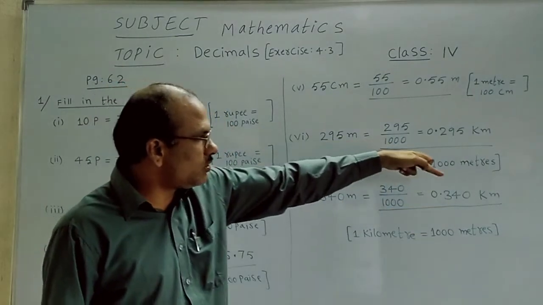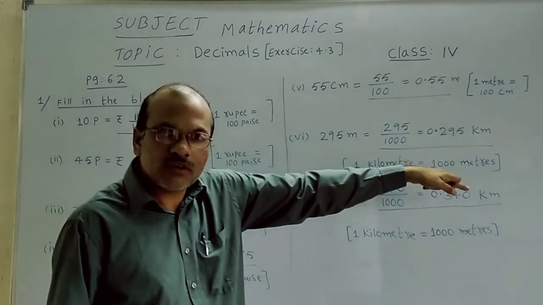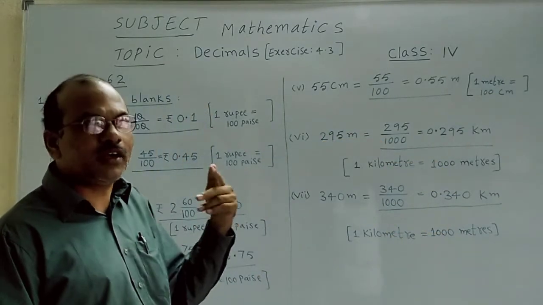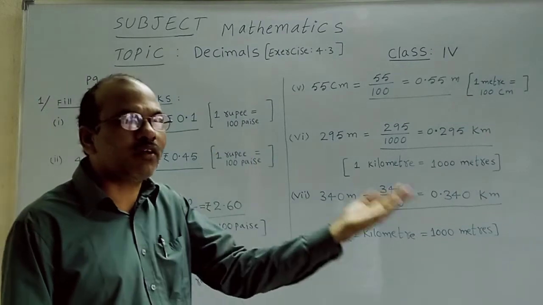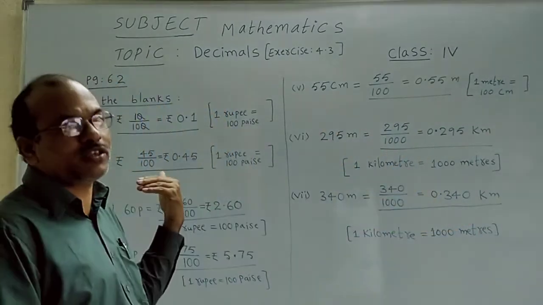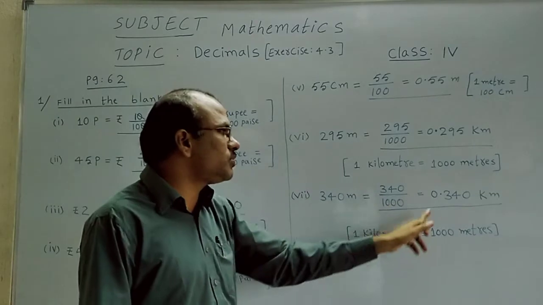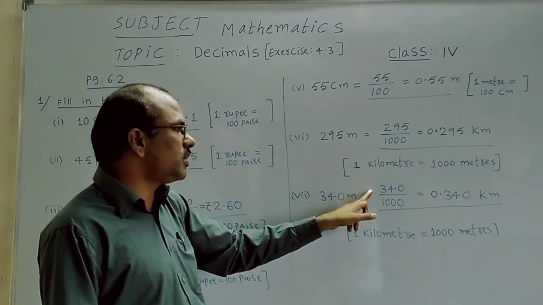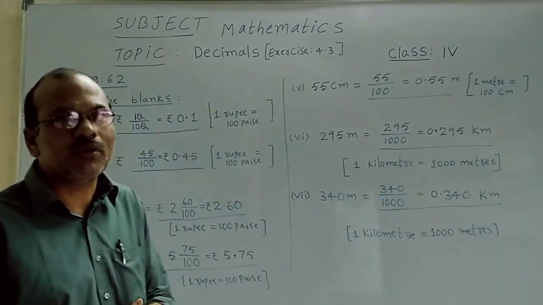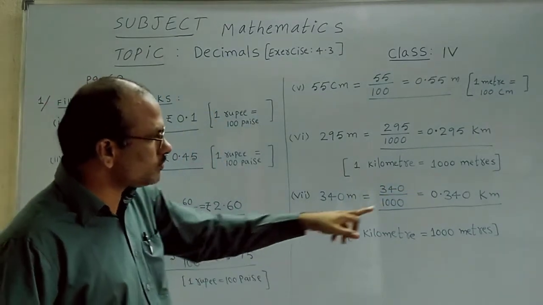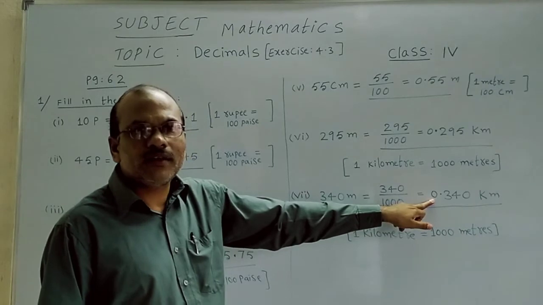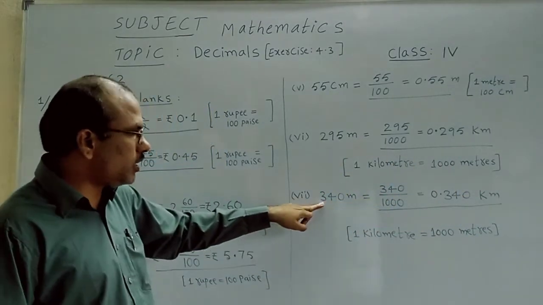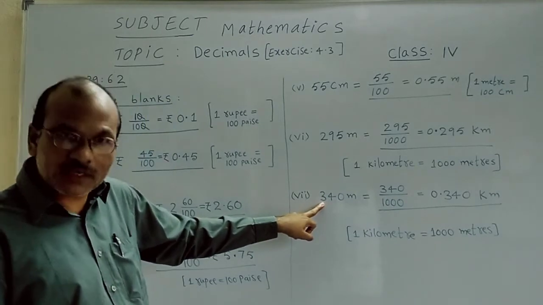So, we will place the point after 3 digits. First digit is 0, second digit is 4, third digit is 3. From right to left, we should count. Already I have told you, the counting should be from the right side to the left side, so that the point is placed after 3 digits, and at the starting digit here, nothing is there. That's why I have placed 0. Finally, we got the answer 0.340 kilometers. That is equal to the question given, 340 meters.